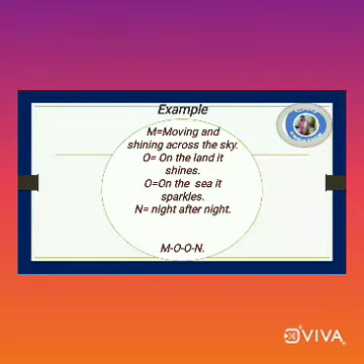Look over here. Example. Here you can see a shape of a moon, and I have written the word moon. And I have prepared an acrostic poem on moon, where letter M stands for moving and shining across the sky. O, on land it shines. On the sea it sparkles night after night. And thus, whoever is reading this text will understand what is meant by moon or the concept of moon.